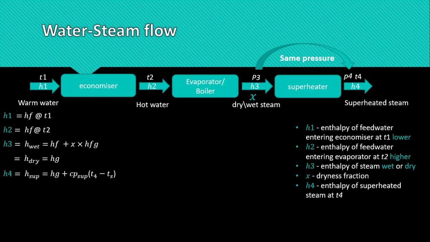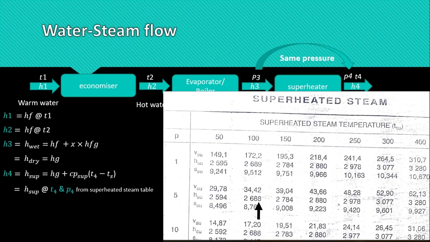okay? And if we are not given the Cp sup but P4 and T4, we go to our superheated steam table where our pressure P4 row intersects with our temperature T4 column, we will fetch our H-sup, okay?